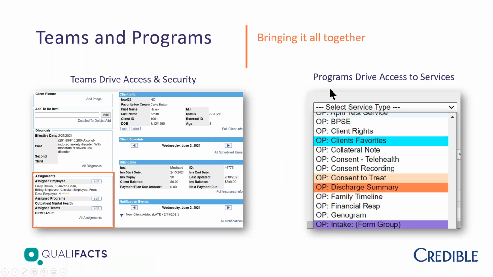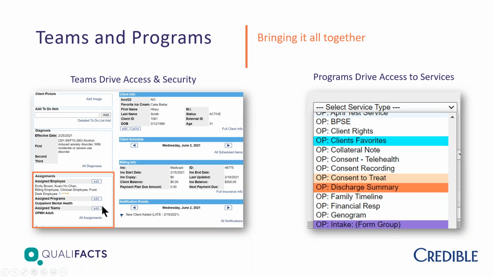Just to drive that home, because they are two very important and sometimes confusing concepts. Key point, takeaway here is that teams drive access and security. Teams drive the ability to view a client's chart, and programs drive access to services. More specifically, it's that shared team or that shared program that really drives that.